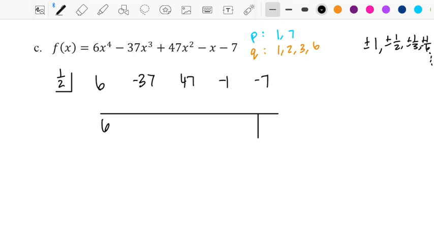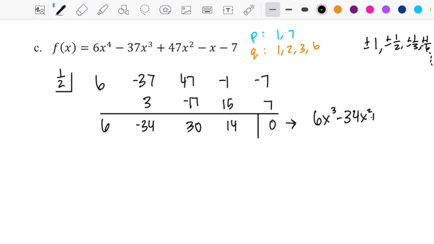So let's drop our 6. That makes 3. Makes negative 17. 15. 7. Oh, perfect. Okay, so remember though, this means 6x to the third minus 34x squared plus 30x plus 14.